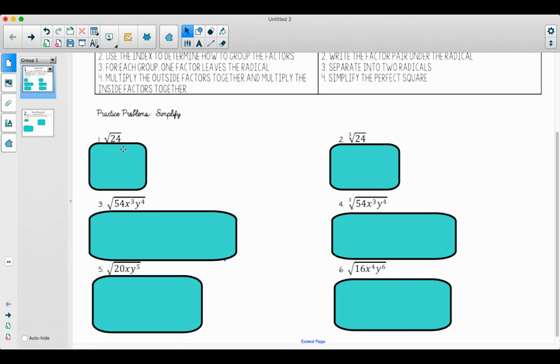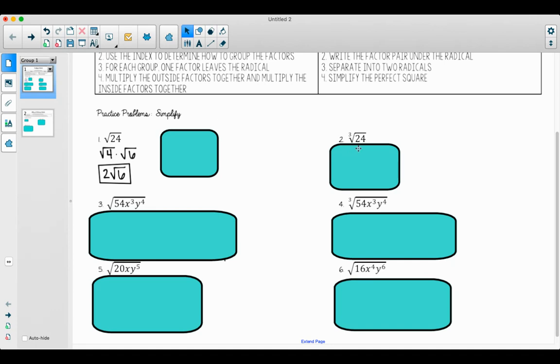In practice problem number one, we want to find the square root of 24. Remember, if there's nothing in that little index spot, we assume the index is 2, and the number underneath that radical sign is called a radicand. For this one, I did a little bit of method 1 and method 2 to help everyone. So the square root of 24, I rewrote as the square root of 4 times the square root of 6. The square root of 4, we know is just the number 2, so there's no longer a radical, but square root of 6 is stuck how it is, so it's going to become 2 square root 6.